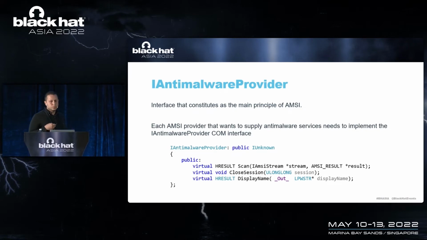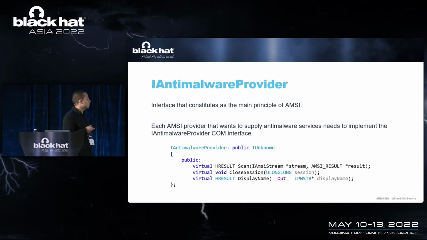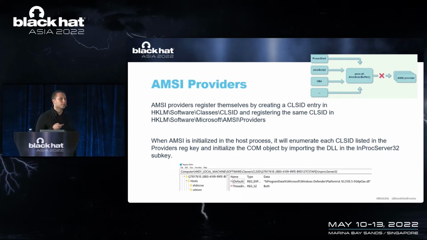Each AMSI provider that wants to supply anti-malware services needs to implement an interface named anti-malware provider. This interface declares three functions: scan, close session, and display name. And this is basically the main principle of AMSI, the ability to scan content. If you want to break the last link in the chain, the only known technique that exists right now is to use COM server hijacking, which means going to this specific registry key and modifying the path of the DLL so it will point to a corrupted DLL that won't function as the same AMSI provider DLL.